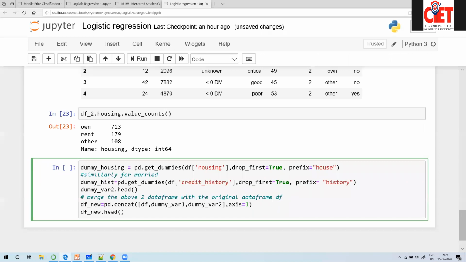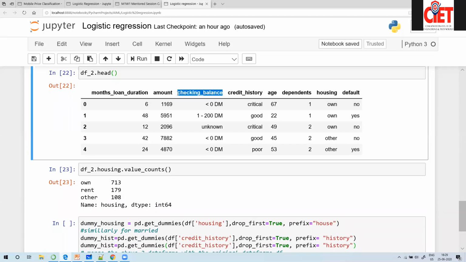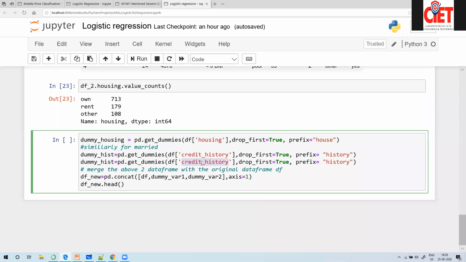So let's name it as hist. And the third one, which we are going to create, is for checking_balance. So we are going to create one more dummy for checking_balance. I would call this balance. Now you get this one. Let's rename this as BAL. So we got three dummy variables and we are going to combine them.